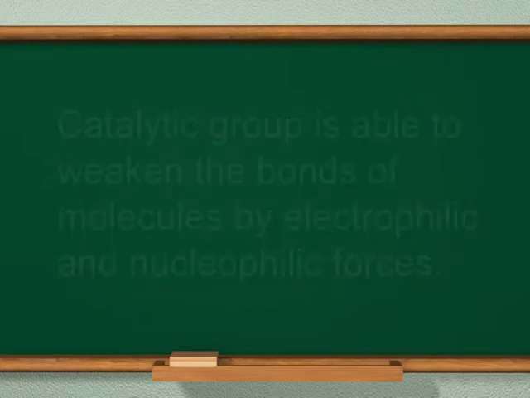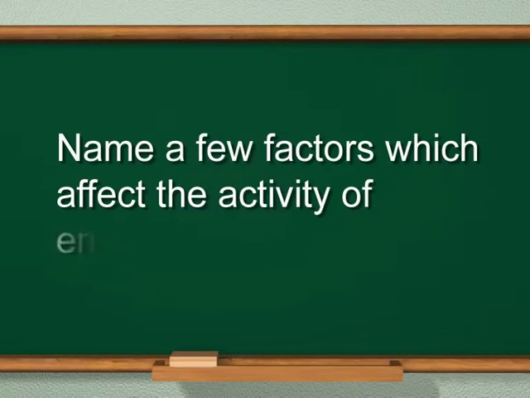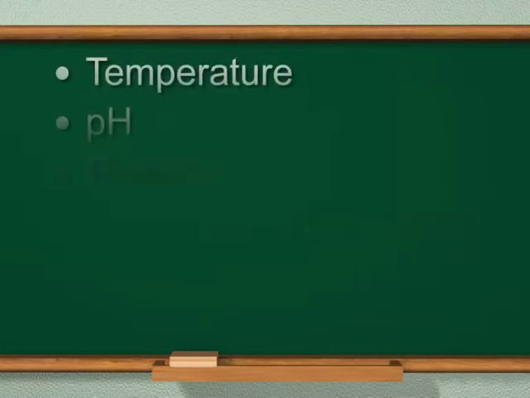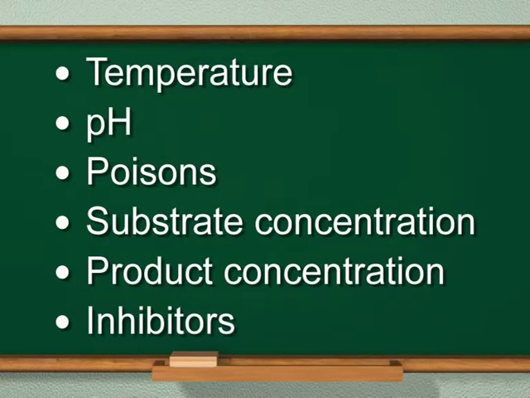Next question. Name a few factors which affect the activity of enzyme. Answer. A few factors which affect the activity of enzyme are temperature, pH, poisons, substrate concentration, product concentration, and inhibitors.